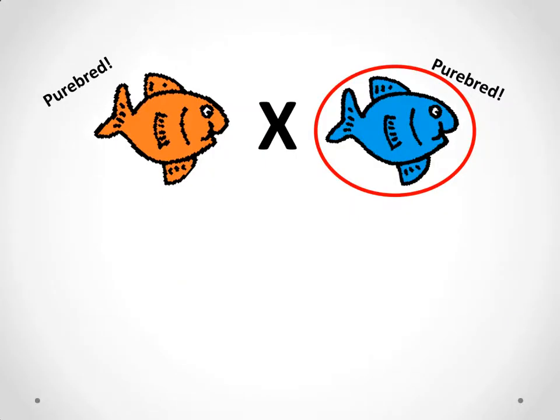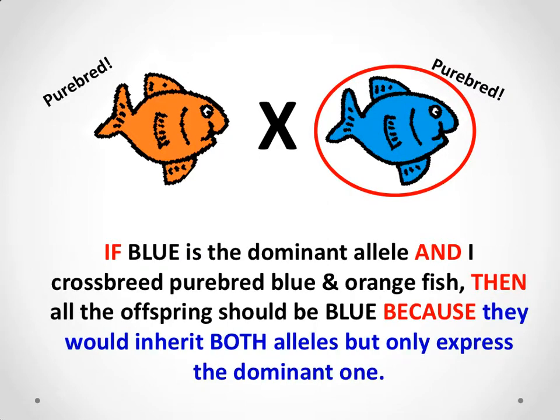Pause the video and see if you can write a formalized hypothesis for this test, where we have a purebred orange fish crossed with a purebred blue fish, assuming that blue is dominant. Now compare what you wrote to what I would have written. If blue is the dominant allele, my hypothesis, and I crossbreed purebred blue and orange fish, my test, then all the offspring should be blue, my prediction, because they would inherit both alleles but only express the dominant one, my explanation. How did you do?